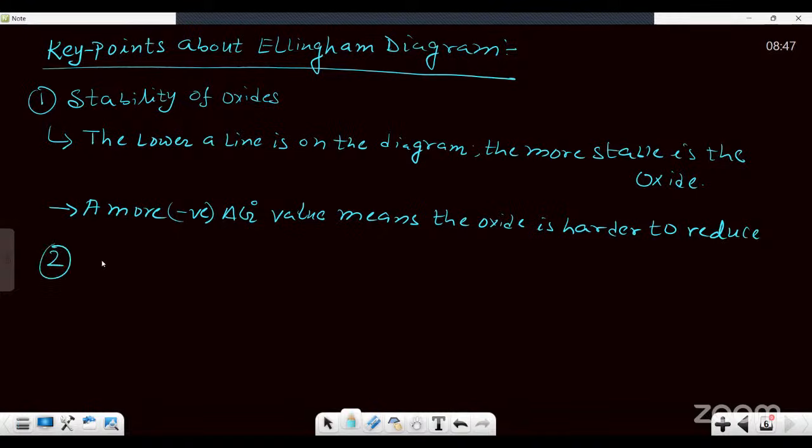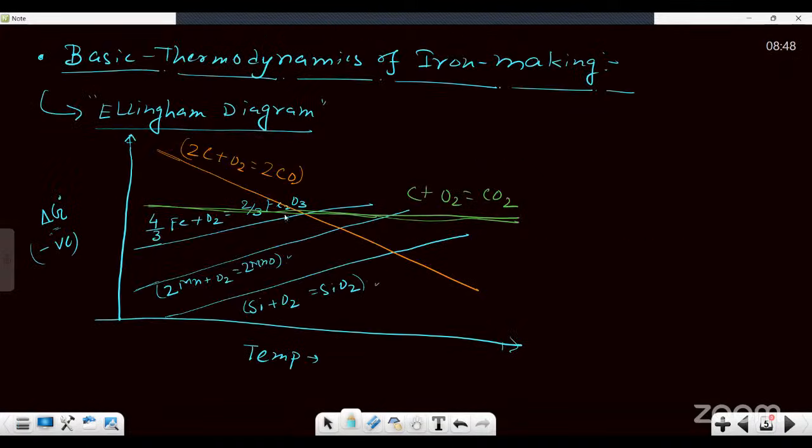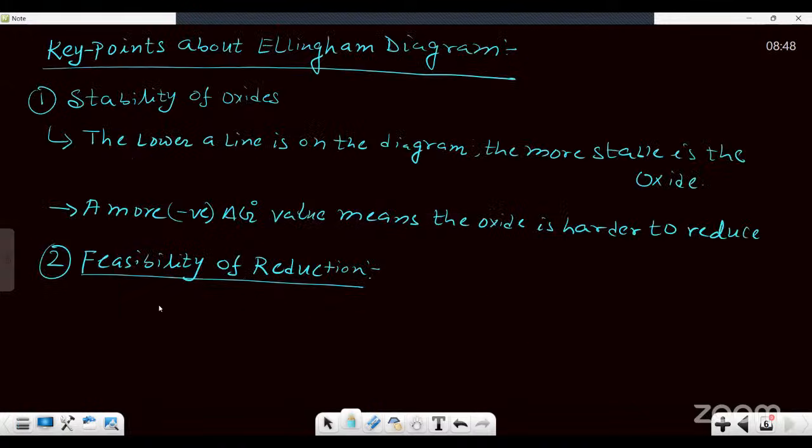Number two, it talks about the feasibility of the reduction. If the line for a reducing agent lies below the oxides line at a given temperature, the reduction is thermodynamically feasible. Say, for example, I want to reduce Fe2O3. Then the minimum temperature I should give is greater than the intersection temperature T, because only then can the carbon reduce the Fe2O3. Exactly that is what we are seeing here.